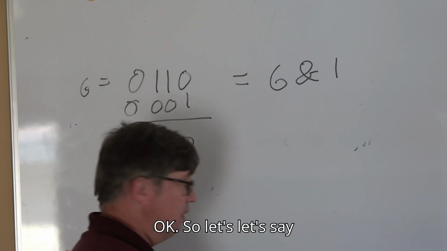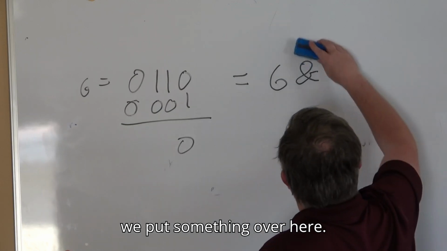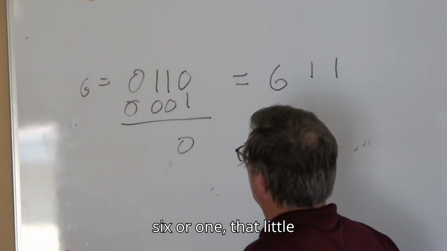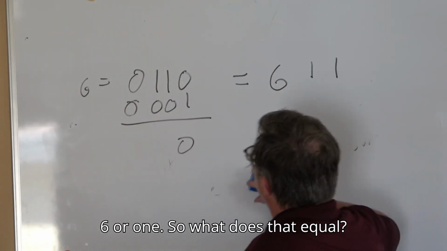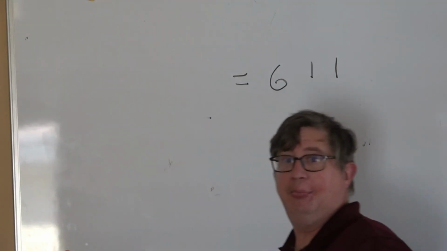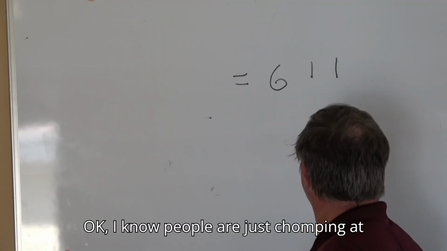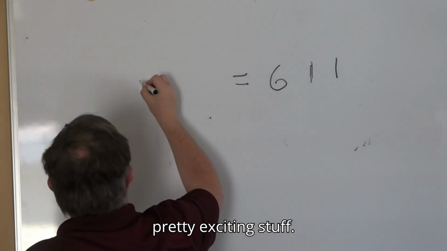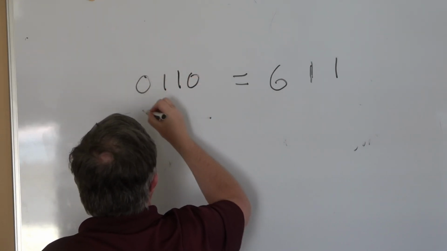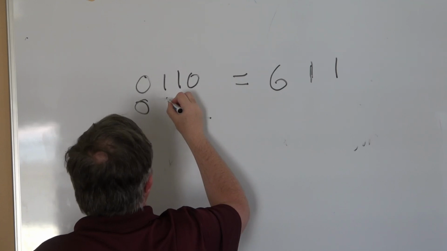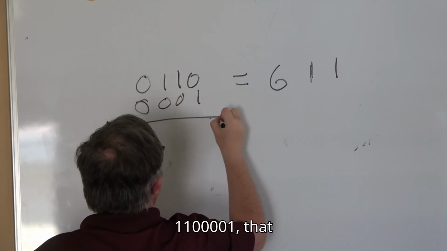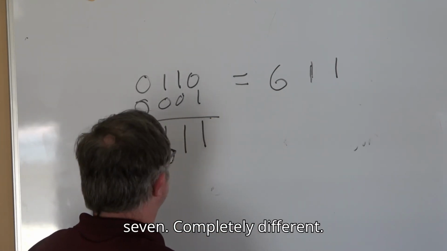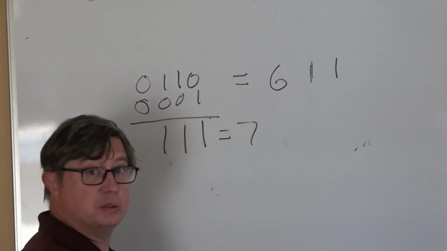Okay. So let's say we put an OR over here: 6 | 1. What does that equal? I know people are chomping at the bit, falling out of their seats. It's pretty exciting stuff. Okay, 0 1 1 0 OR 0 0 0 1 is 0 1 1 1. So that's 7. Completely different.